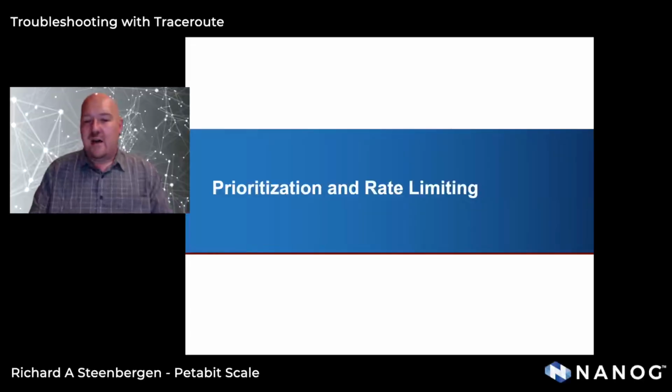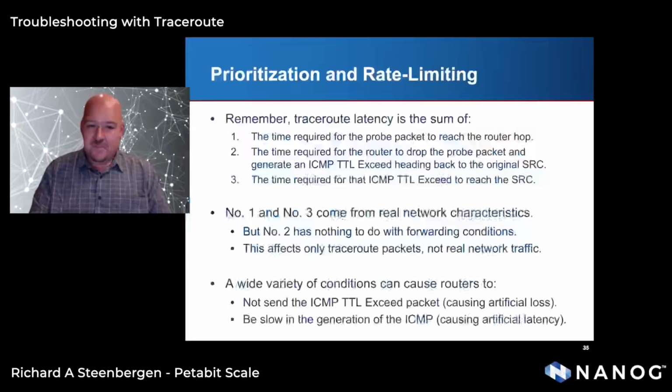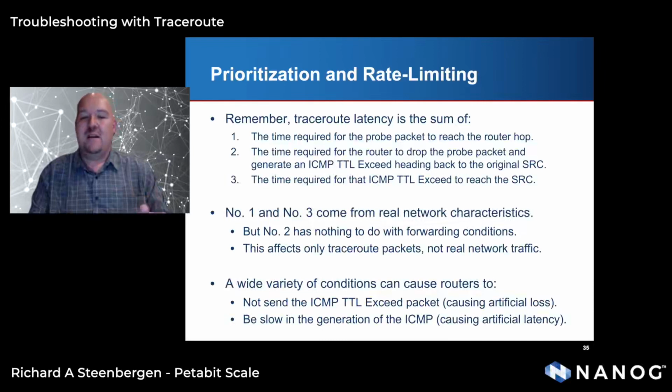Now we're going to talk about prioritization and rate limiting. So remember when I said at the beginning, traceroute latency is the sum of the time required to get the packet to the hop you're looking at, the time required for that router to drop the packet and to generate an ICMP back to the source, and then the time required for that ICMP to travel all the way back to the source.